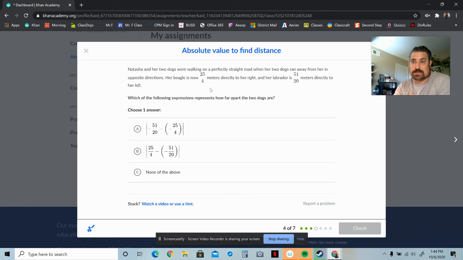Or you could do the distance to the right, which would be positive, right? From 0, she's the 0, right? 25/4, which is to the right. And then you're taking away this -51/20. This is good. This one works fine.